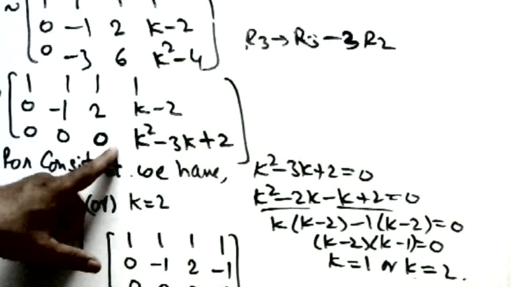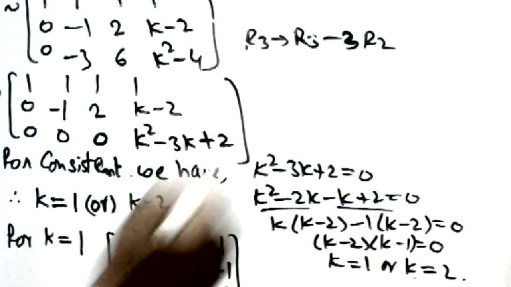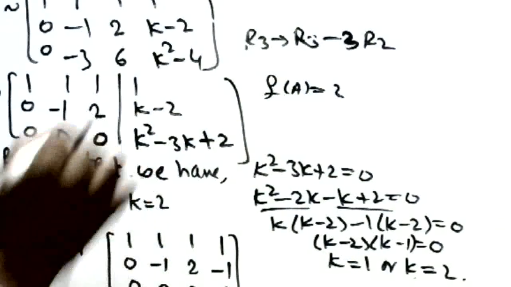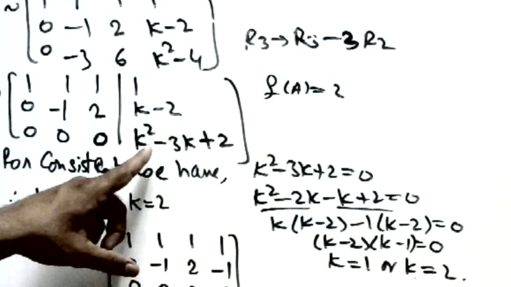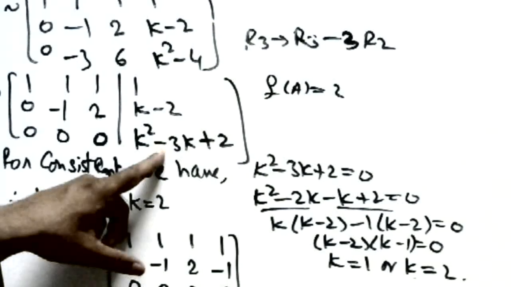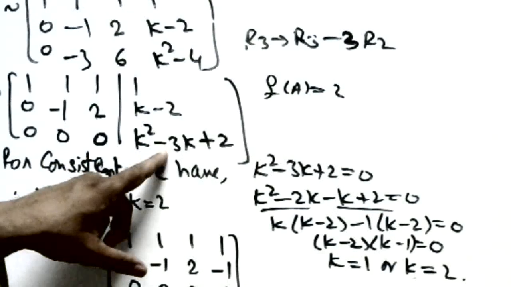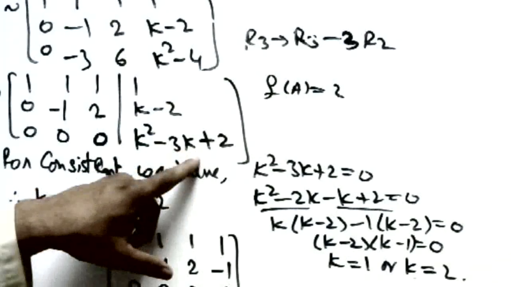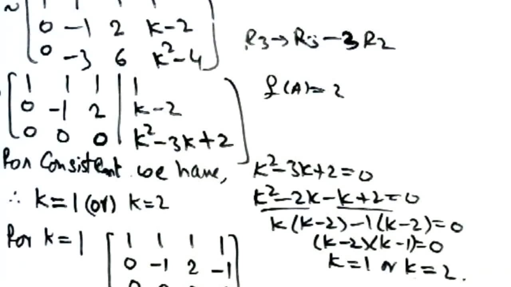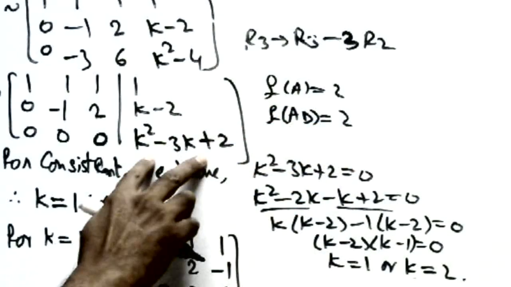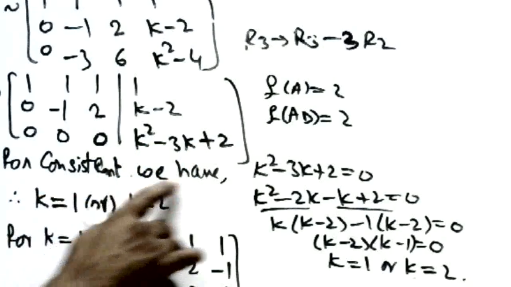Now I'll explain here. See here, already we got this 2, this one 0, no? So the rank of A is 2, because this is 0. Now, to have consistency, we must have this also 0, because if this is a number other than 0, then rank of A will be 3, inconsistent. For it to be consistent, this must also be 0. Therefore, for rank of A equals rank of AB, this number should be 0.